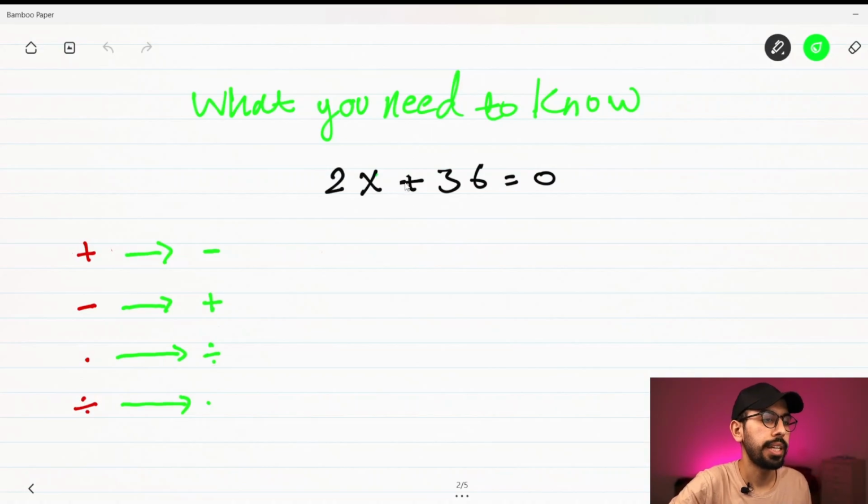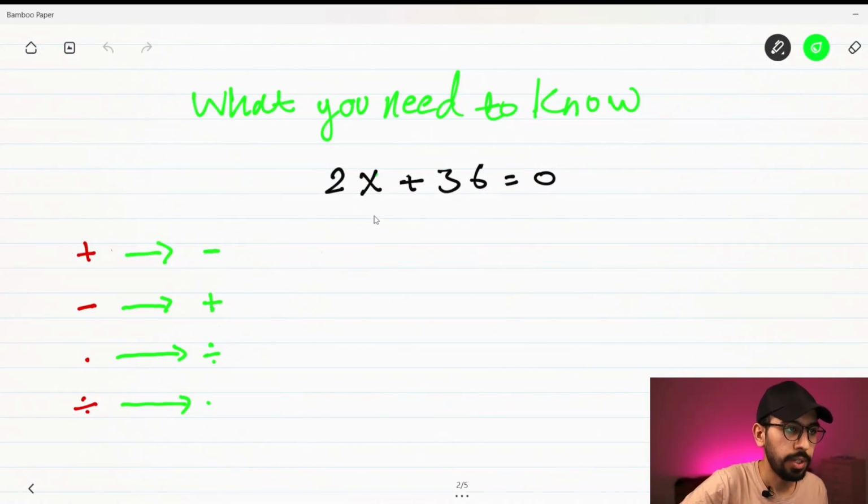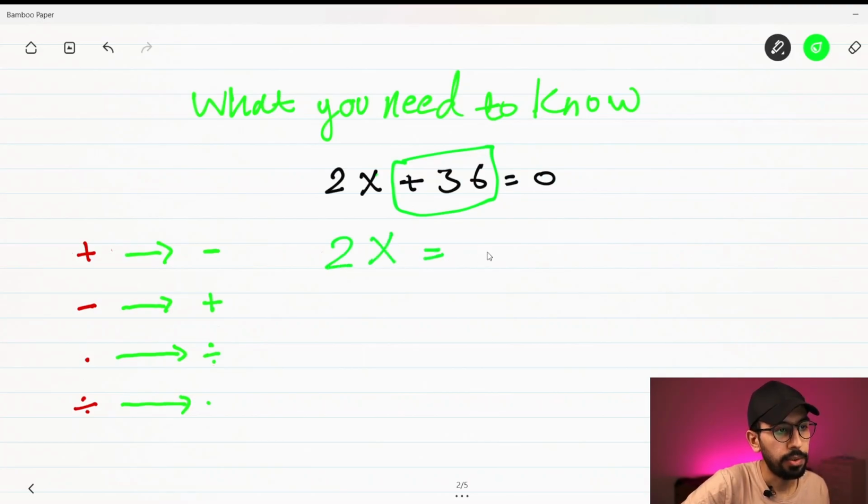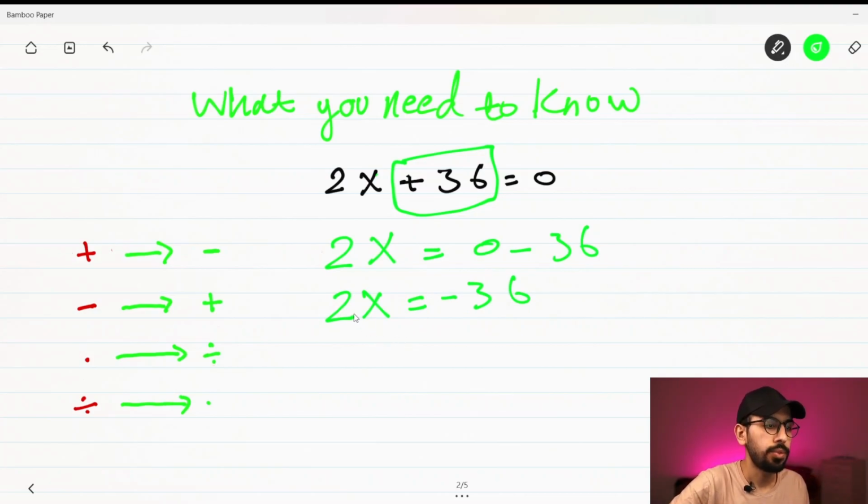Here we have 2x plus 36 equals 0. The first thing we need to do is to get rid of this 36 and move it to the other side. The equation will be 2x equals 0 minus 36, which is the same as 2x equals minus 36. Now we have 2 multiplied by x. What can we do now?